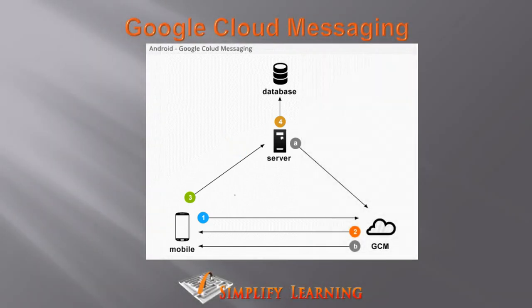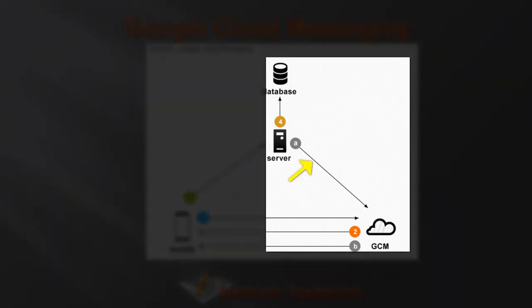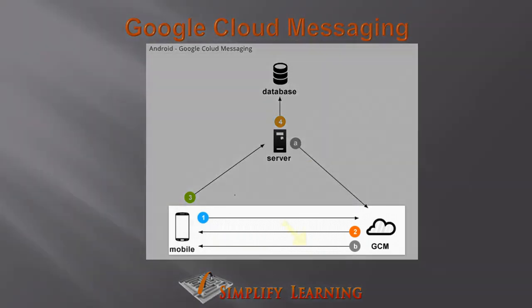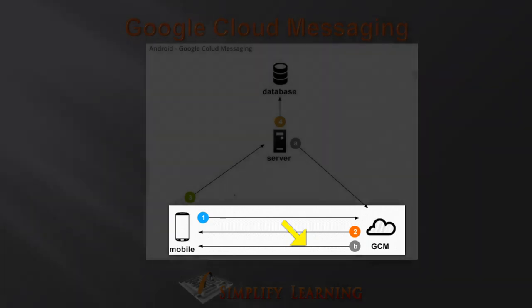Once the registration is complete, whenever push notification is needed on our application on different mobile devices, our server will send a message to GCM server along with device registration ID which is stored in our databases. GCM server will deliver that message to respective mobile device using the device registration ID.